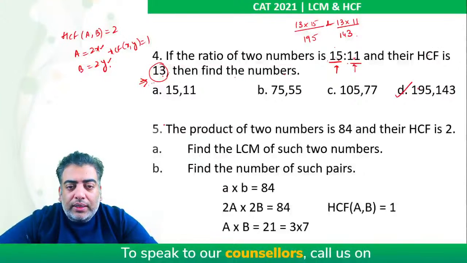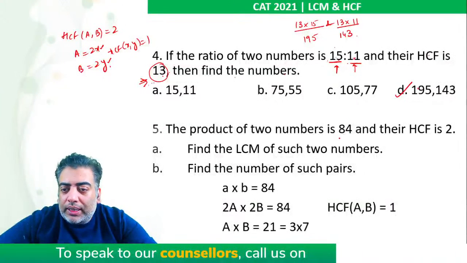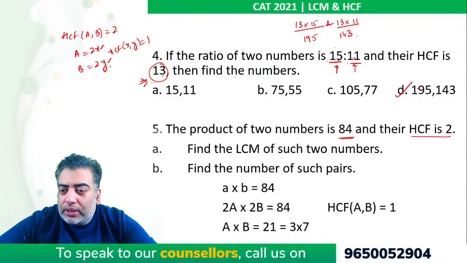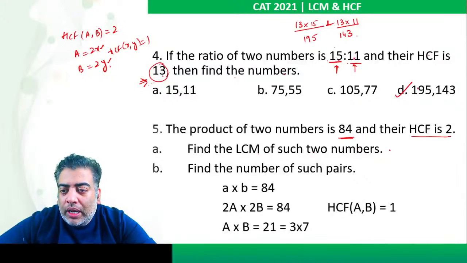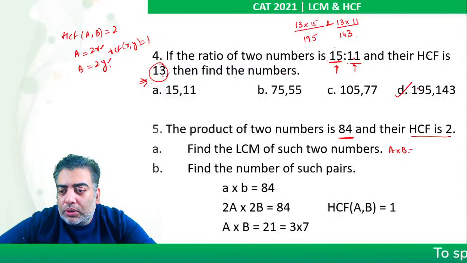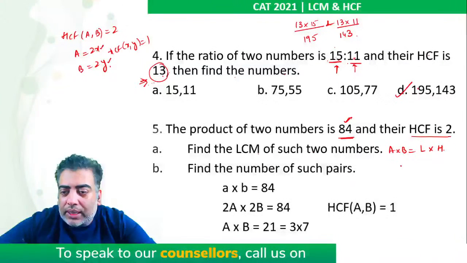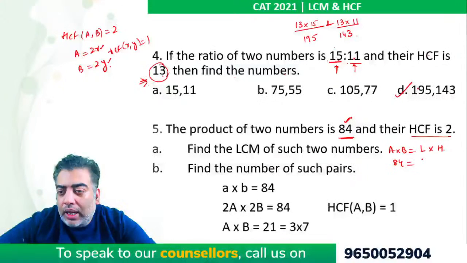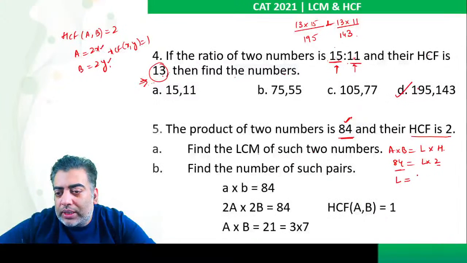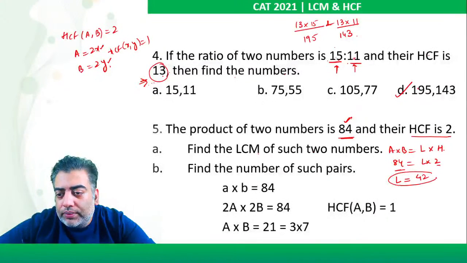Now in 50 it says the product of two numbers is 84 and their HCF is 2. Find the LCM of such two numbers. As we have discussed earlier, the product of two numbers is always equivalent to the product of their LCM and HCF. So if the product of two numbers is 84 and HCF is 2, then the LCM of the two numbers comes out to be 84 upon 2, which is equivalent to 42.